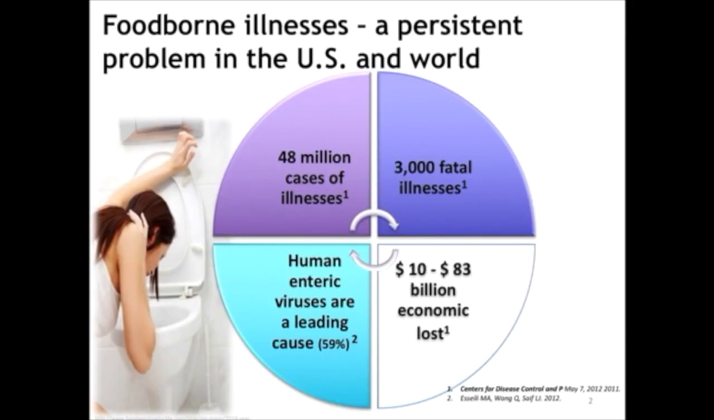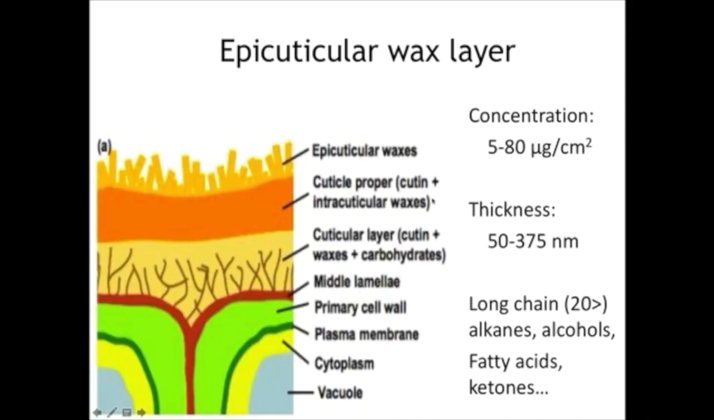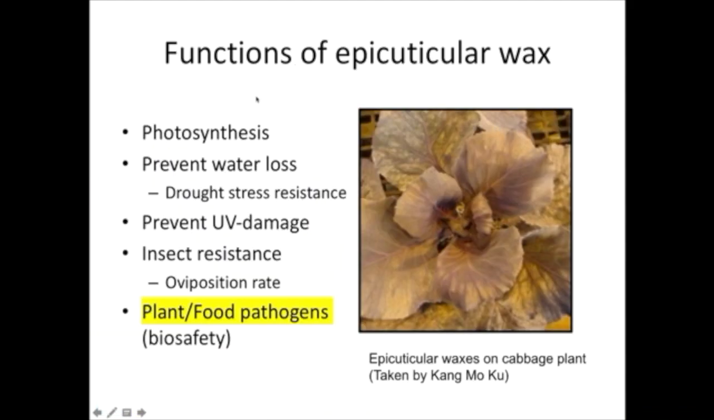Fruit and salad vegetables we just eat without washing, so they usually cause significant economic loss and casualties. However, this food pathogen usually interacts with the epicuticular wax, which is the outermost plant surface layer. This epicuticular wax is usually very thin. The function of epicuticular wax is to enhance photosynthesis and prevent water loss during post-harvest and during growing, and also to prevent UV damage, provide insect resistance, and mediate plant and food pathogen interaction. But this part is not fully studied, so I studied it previously.